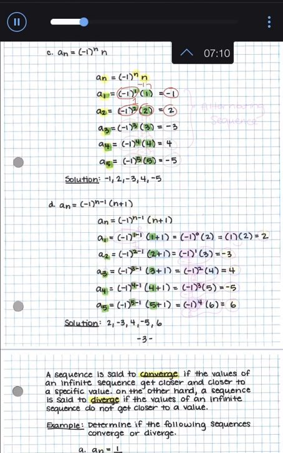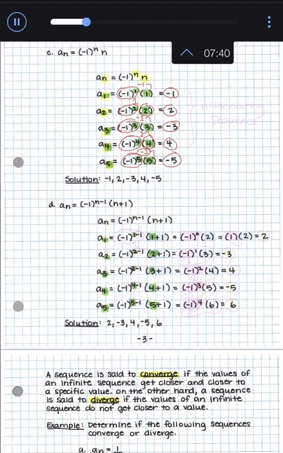Now let's look at the third term. When we plug in the 3 for n, we get negative 1 to the third power. Well, a negative 1 times a negative 1 times a third negative 1 gives you back to being a negative 1, times the 3 is a negative 3. Now negative 1 to the fourth will give us a positive 1, times 4 will give us a positive 4. Negative 1 to the fifth will give us again a negative 1, times your 5 would give you a negative 5.